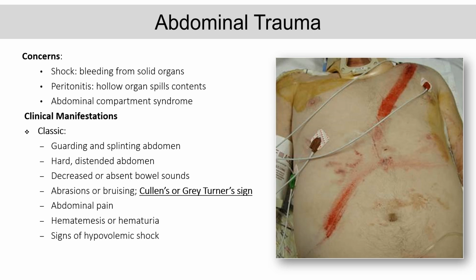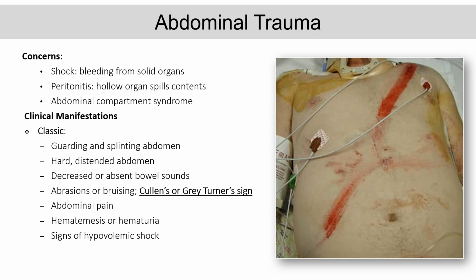So manifestations of abdominal trauma, classic of course, they're going to have pain. So guarding and splinting of the abdomen. That means like you're kind of hunched over, hugging your abdomen. The abdomen will be hard and distended. Okay, they like to refer to this on TV shows and movies when they come into the emergency room. Patient has distended abdomen, hard. Okay, they're bleeding. They're saying they're bleeding inside. Decreased or absent bowel sounds.